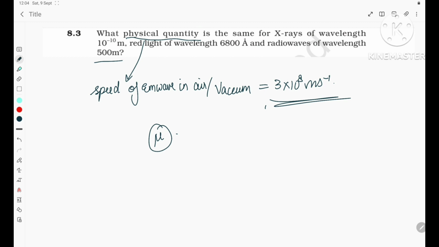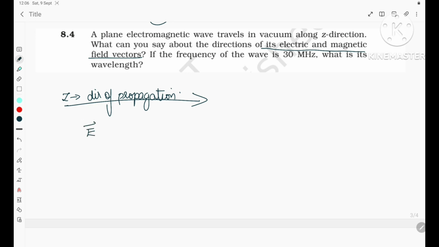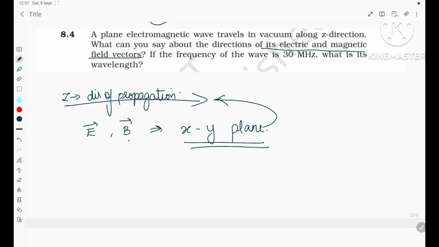See, in the next question, they are asking: a plane electromagnetic wave travels in vacuum along the z direction, which means z is the direction of propagation. What can you say about the direction of its electric and magnetic field vectors? If the wave is traveling along the z direction, then the electric field vector and the magnetic field vector must be in the xy plane. Only then it can travel along the z direction.